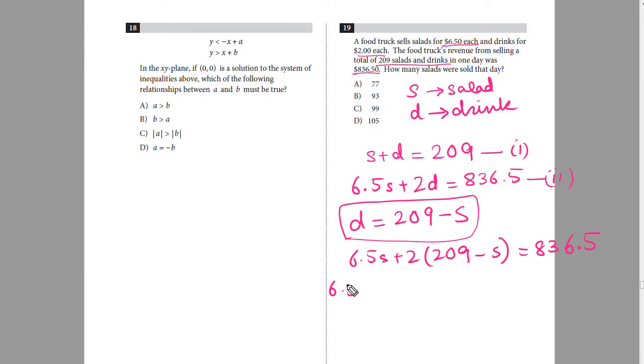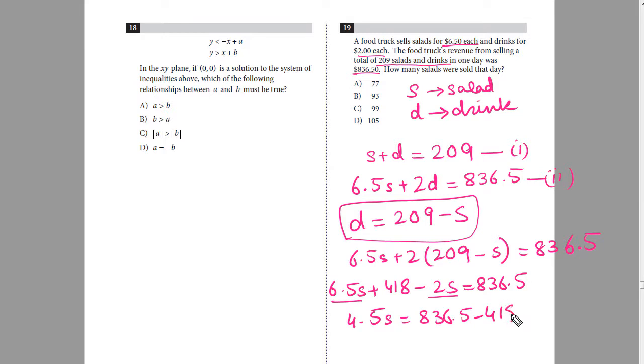and 6.5S plus 418 minus 2S is equal to 836.5. So 6.5S minus 2S is 4.5S, which is equal to 836.5 minus 418, because I have shifted this 418 onto the right side and it will be subtracted. Now I'll write it here. 4.5S is equal to 836.5 minus 418. Let me just do it. 836.5 minus 418 will be equal to 418.5.